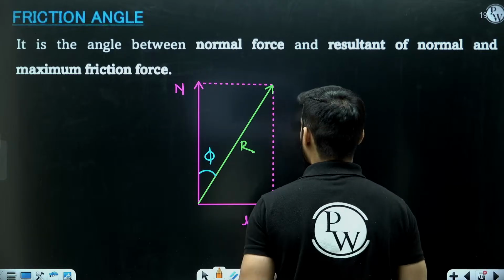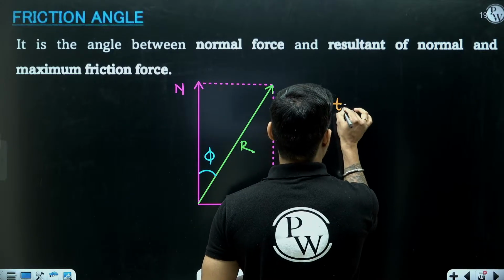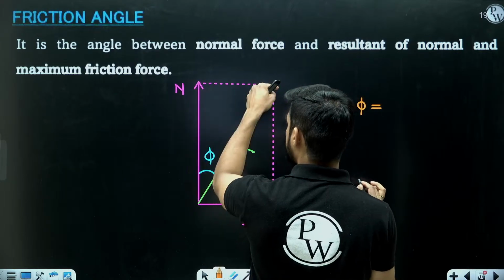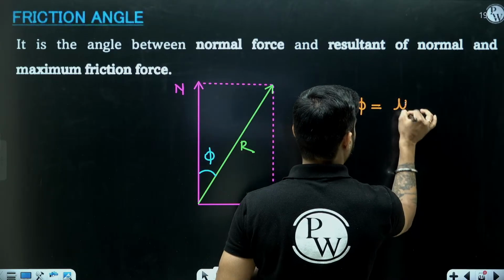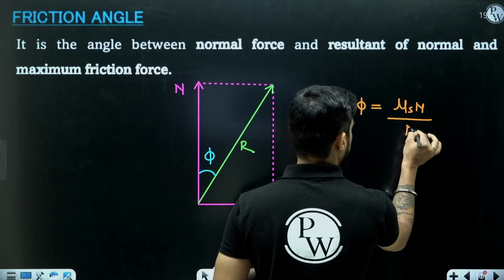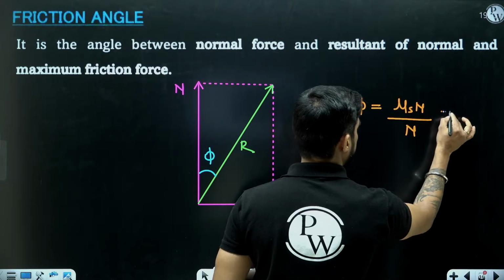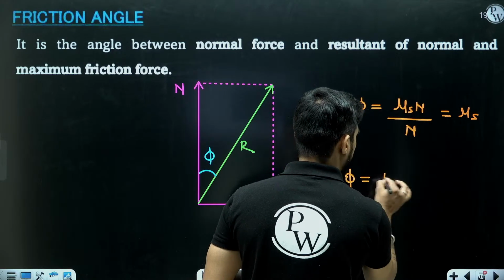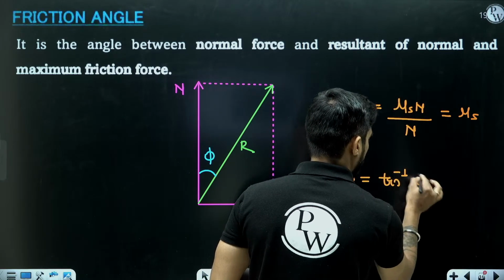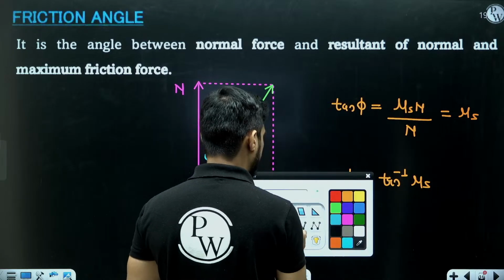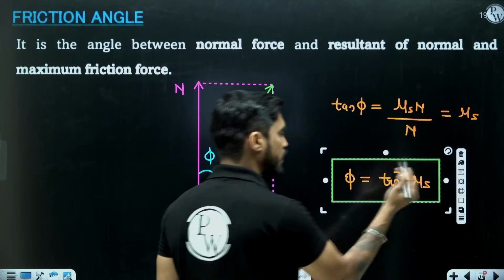If I calculate its value, tan phi equals this, which is mu s into N, divided by this, which is N, so mu s. So phi will be tan inverse of mu s, the static friction angle. Kinetic friction angle will be tan inverse of mu k.